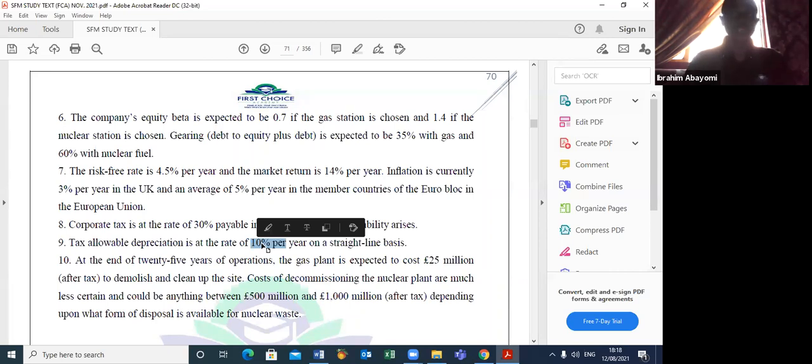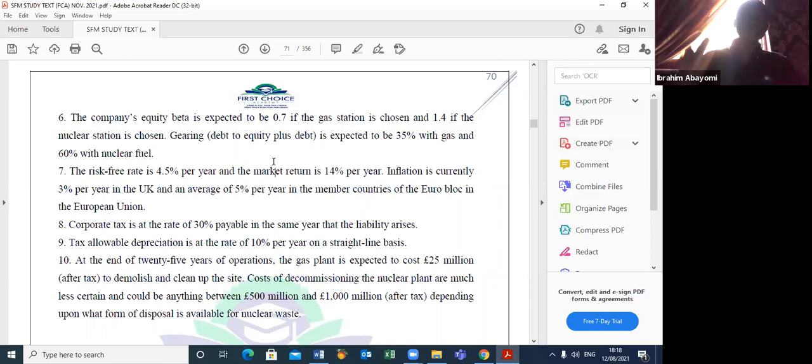We don't know. You are claiming 10% capital allowance every year. In 10 years, you must have claimed 100% now. 10 times 10. So in 10 years, you must have claimed what? You must have claimed 100% capital allowance. Therefore, it means that your capital allowance will go for just 10 years.